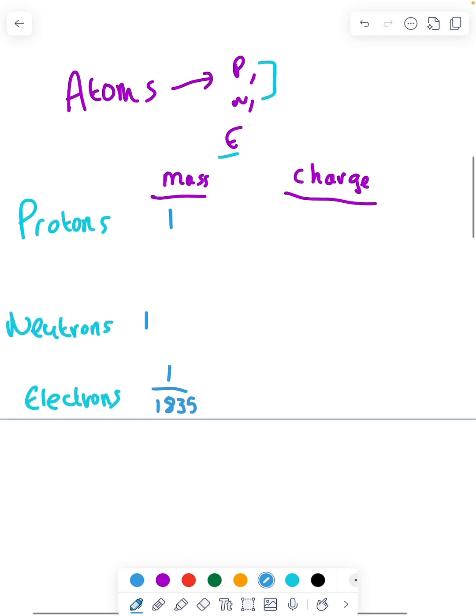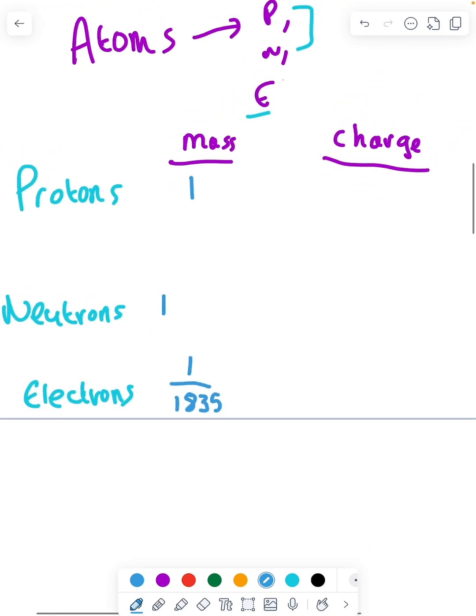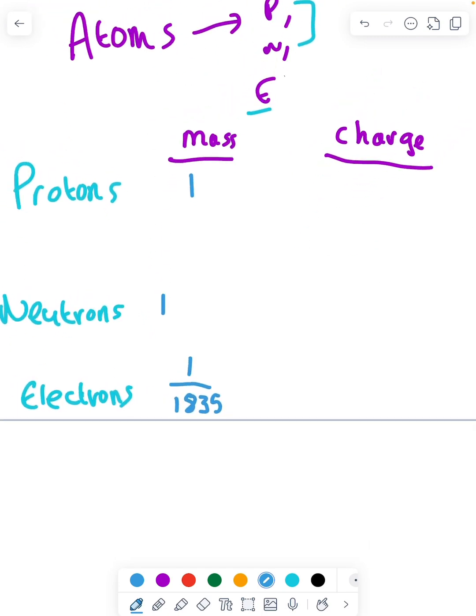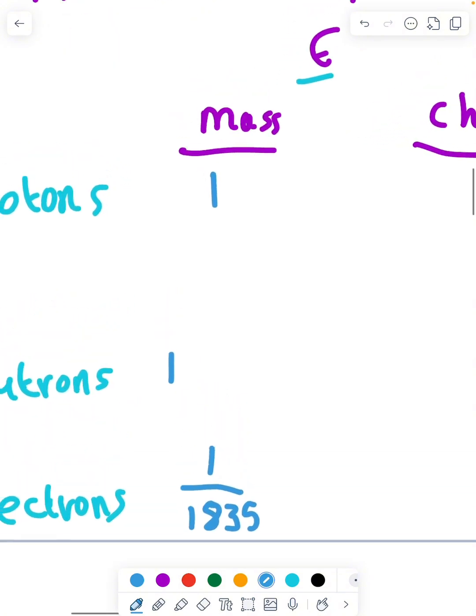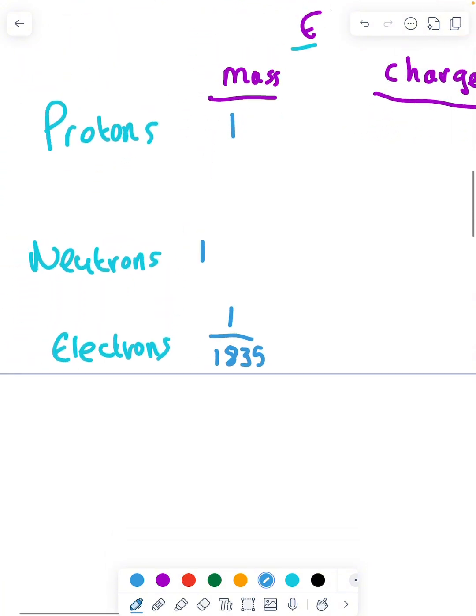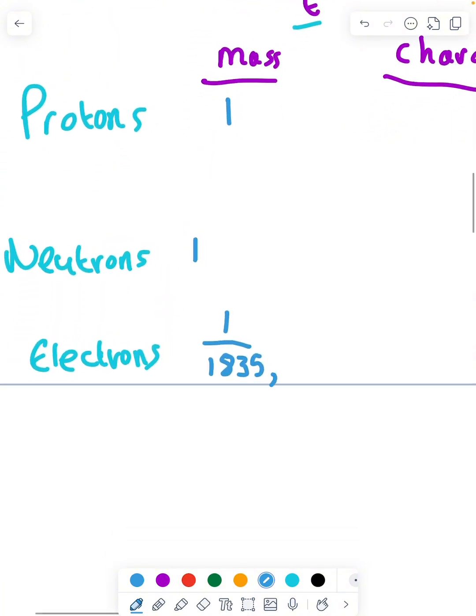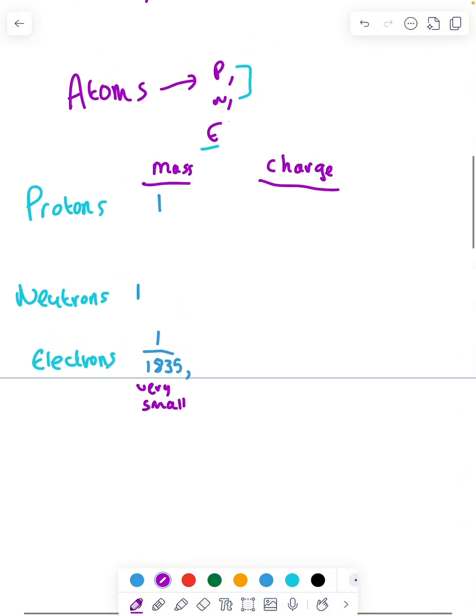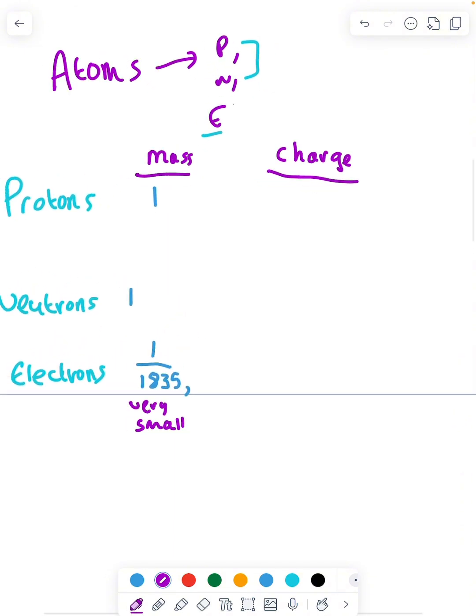Now, you can tell just from looking at this that electrons are very small compared to the other ones. So these are 1 over 1835. That's tiny, right? So really, you could even say just that they're very small. You need the idea that electrons are small, and electrons orbit the nucleus, right? These tiny things. Now, the charge of these, so talking about whether they're positive or negative, right?